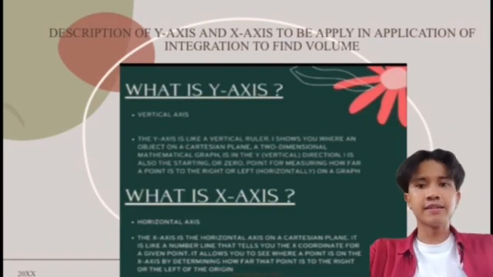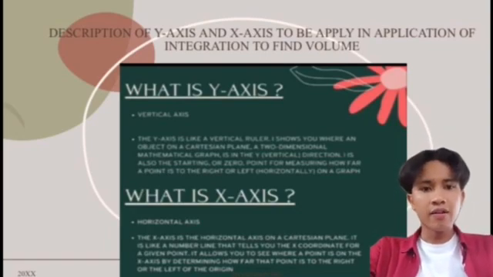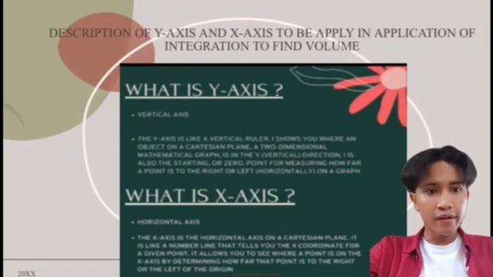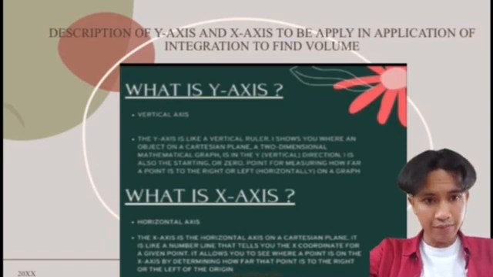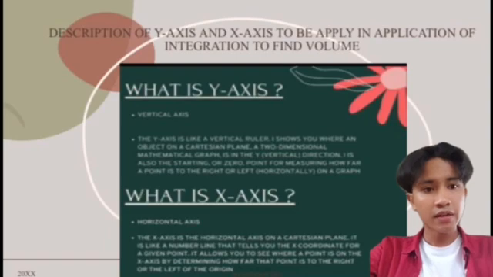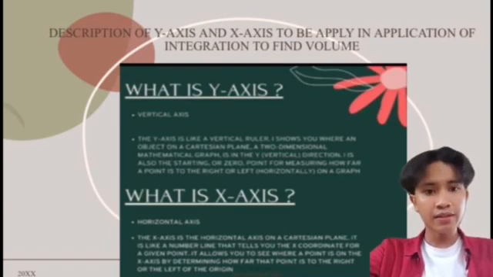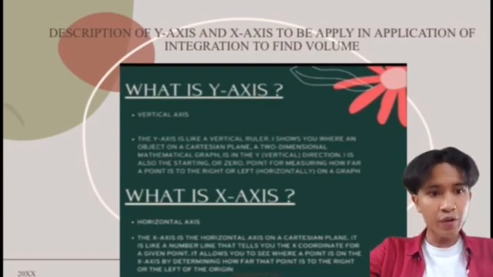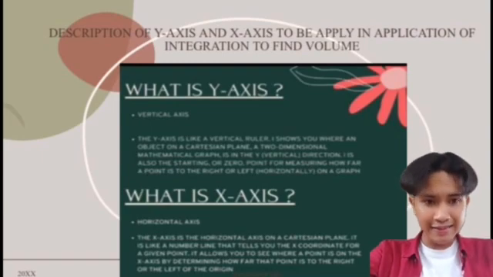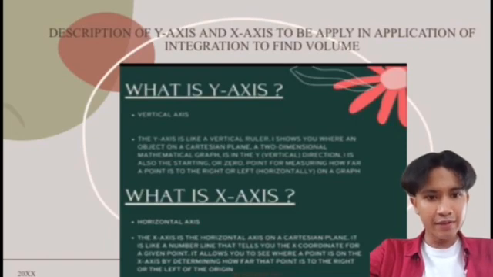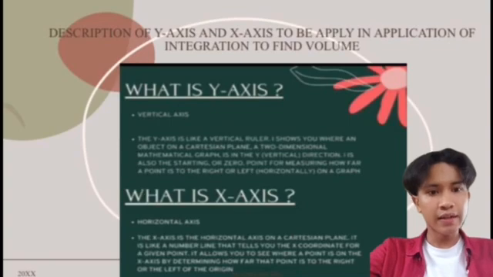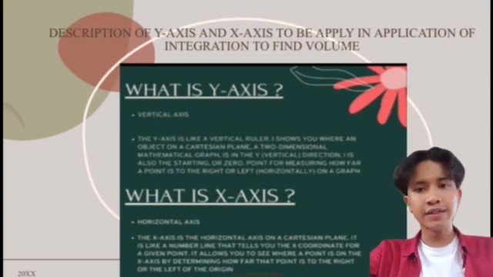What is the x-axis? The x-axis is the horizontal axis. The x-axis is the horizontal on a Cartesian plane. It is like a number line that tells you the coordinate for a given point. It allows you to see where a point is on the x-axis by determining how far that point is to the right or the left of the origin.